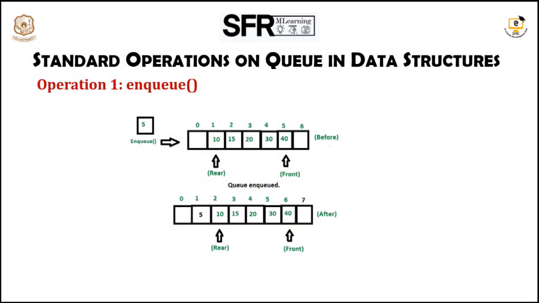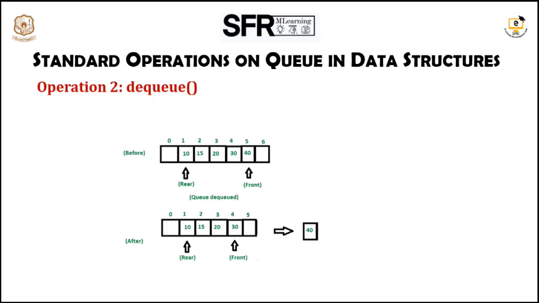Now let us see the first operation, NQ. The NQ operation is used to insert an element at the end of the queue, that is, at the rear end. The following steps should be taken to NQ data into the queue. First, check if the queue is full or not. If the queue is full, return an overflow error and exit. If the queue is not full, increment the rear pointer to point to the next empty space. Then add the data element to the queue location where the rear is pointing. Finally, return success. The element 5 is inserted at the rear.